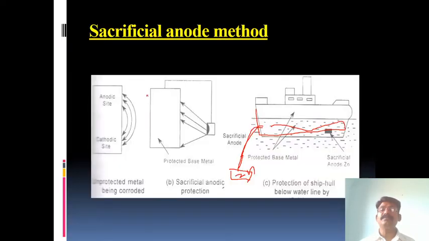And here zinc is sacrificed. Actually, zinc metal will not get corroded by itself, but when it is connected to the iron base metal, the base metal slowly transfers the corrosion towards the zinc, and a lot of corrosion is deposited on the zinc. So it is called sacrificial anodic protection.